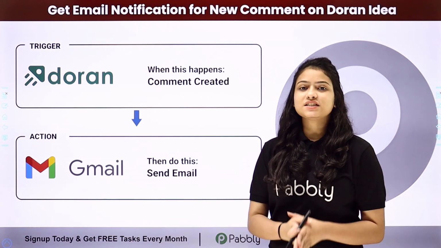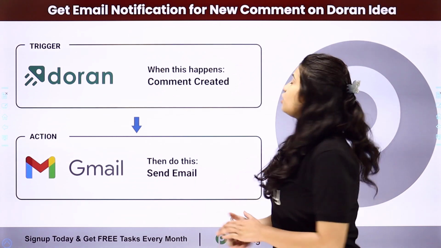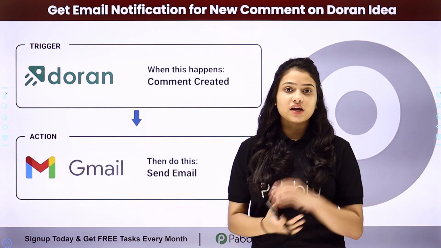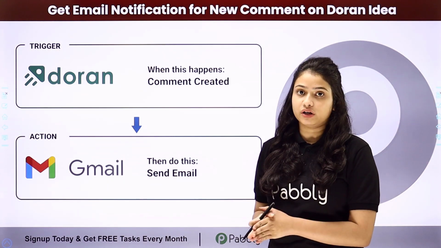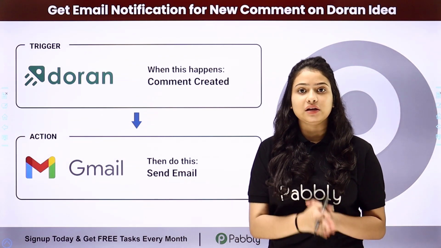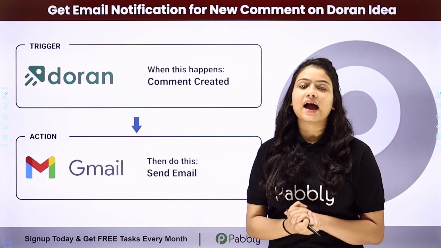Hello everyone, in this video we are going to learn how to get email notification for new comment on Doran idea. I want that as soon as a new comment is created on a post or an idea which I have posted on Doran, automatically I should receive an email notification for the same comment. So how we are going to do this process automatically and effortlessly?